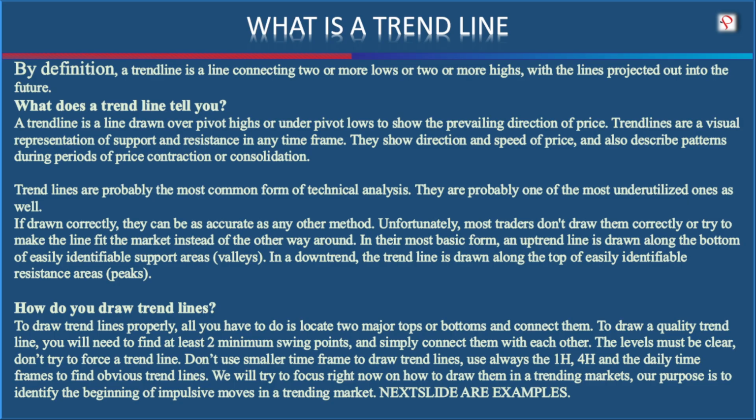How do you draw trend lines? To draw trend lines properly, all you have to do is locate two major tops or bottoms and connect them. To draw a quality trend line, you will need to find at least two minimum swing points and simply connect them with each other. The levels must be clear. Don't try to force a trend line. Don't use smaller time frames to draw trend lines. Always use the higher time frames depending on your trading strategy.